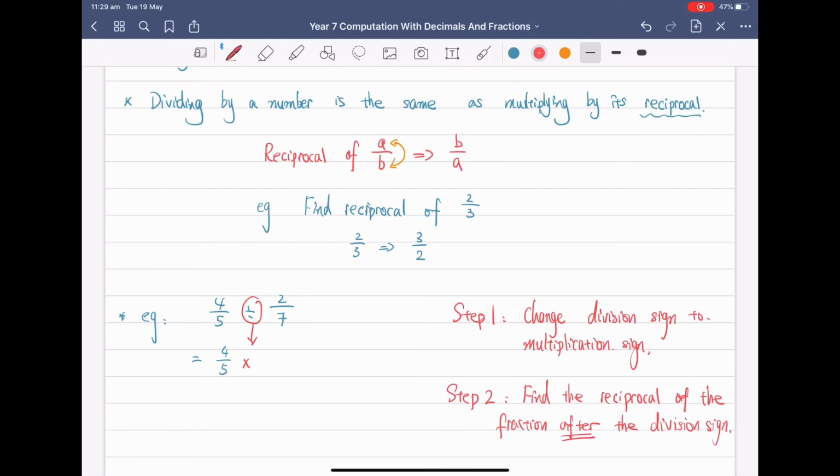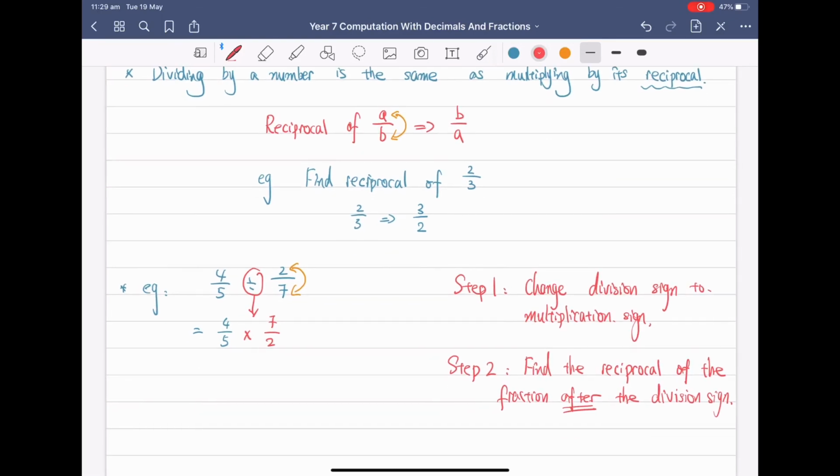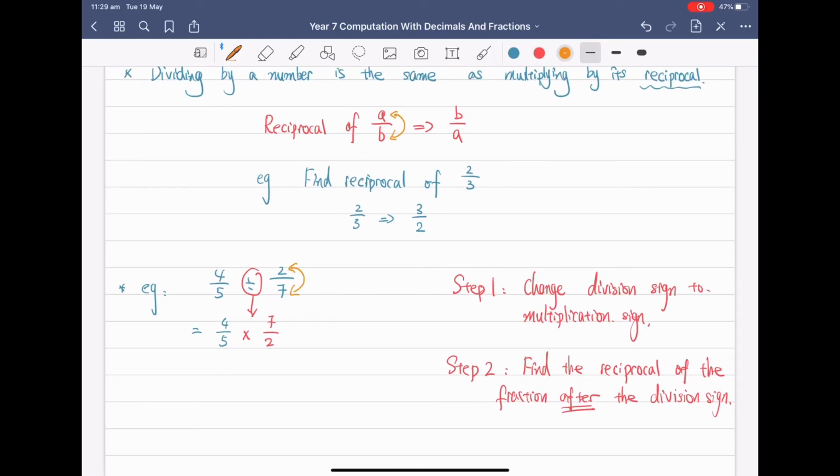So what you need to do is swap the denominators and numerators. You get 7 over 2 instead of 2 over 7. Once you finish that, you can do normal multiplication with fractions, which you just learned before. You cancel the 2 and the 4, that becomes 2 here. So now you have 2 over 5 times 7 over 1, which is equal to 14 over 5.